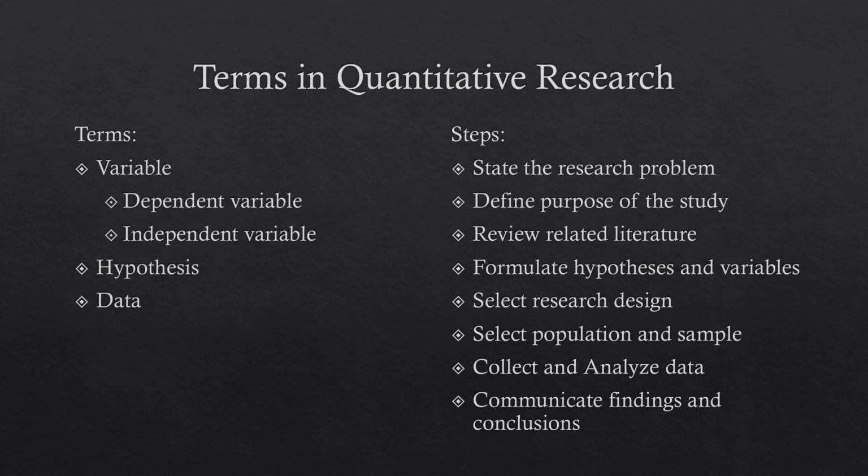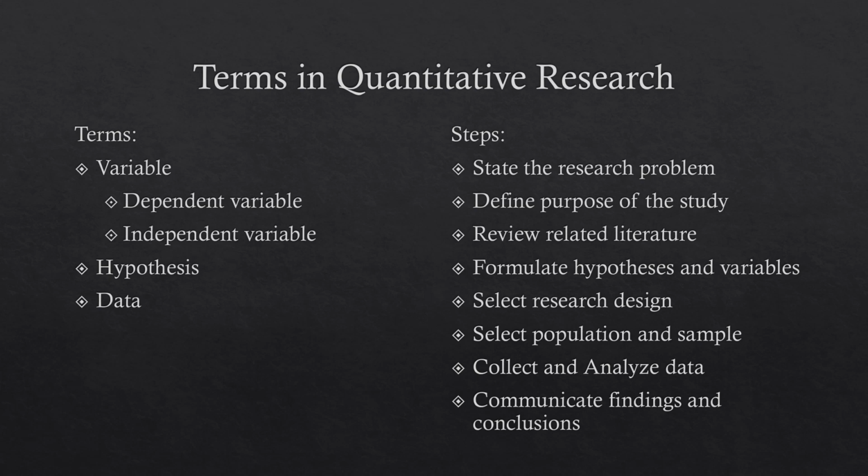The steps for quantitative research are completed in order. First, we state the research problem, and then we define the purpose of the study. This is the what and why for doing the research. Next, we're going to do a literature review. We do this to make sure that the problem hasn't already been studied, or if it has been studied, we learn from that research that was already done to improve upon what was done or to do something different.